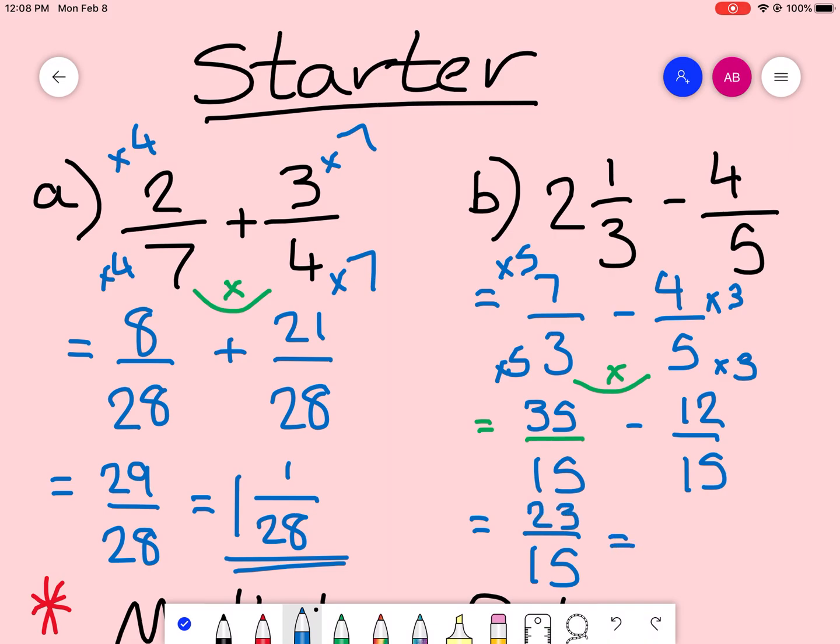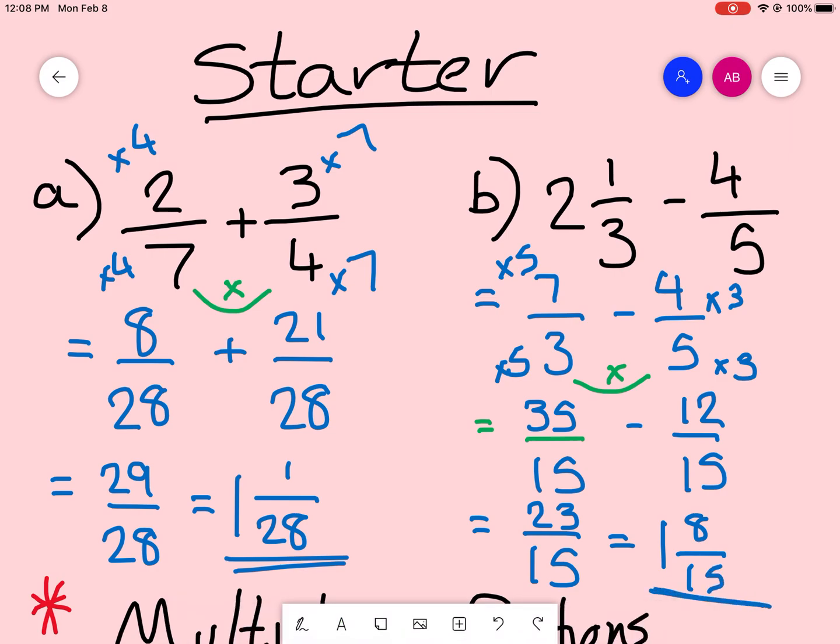And just as before, we can change this to a mixed number. So 15 goes into 23 once, with a remainder of 8 over 15 as our fraction. Now these ones don't require to be simplified, but just remember, if we can simplify a fraction answer, then we must. A couple of you who sent me in work over the past couple of days have forgotten that fact at the end, so just remember to do that at the very end of your calculations.